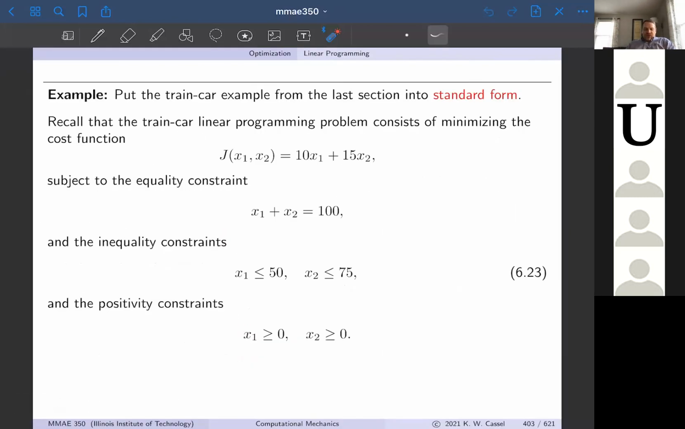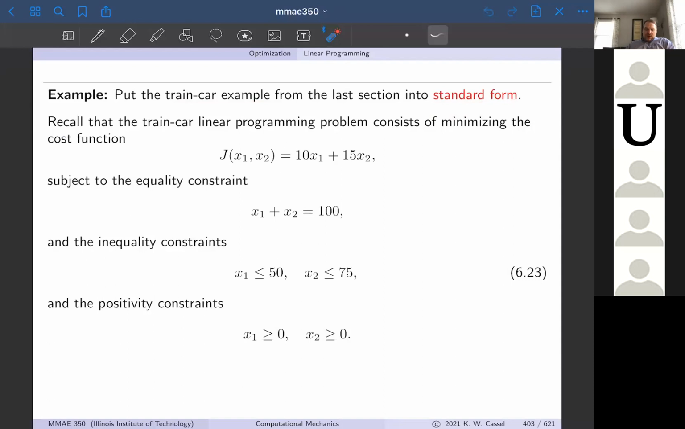So let's come back to our train car example that we looked at last time, and let's put it into standard form. Last time we didn't bother. It was a simple problem. We only had 2 design variables, and we just motored through it by brute force and got the two possible solutions, and we said, oh yeah, this one has a smaller cost, and so that's the optimal solution. Now let's put it into standard form and solve it more formally.